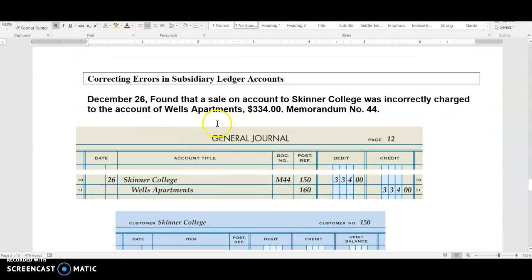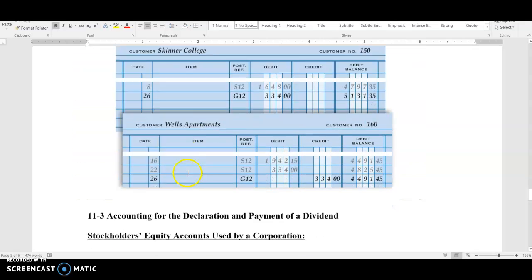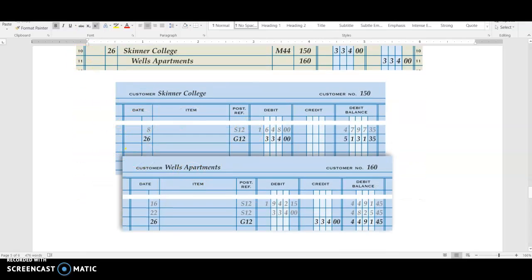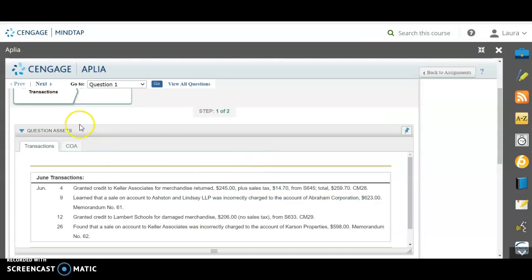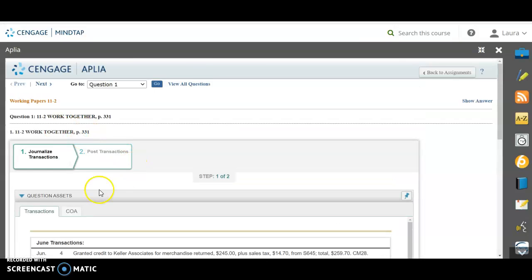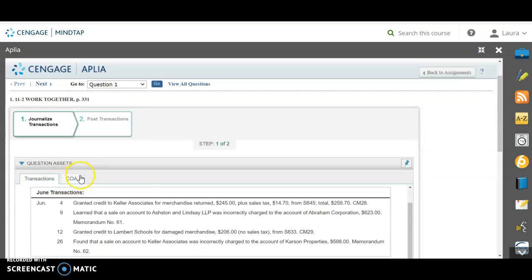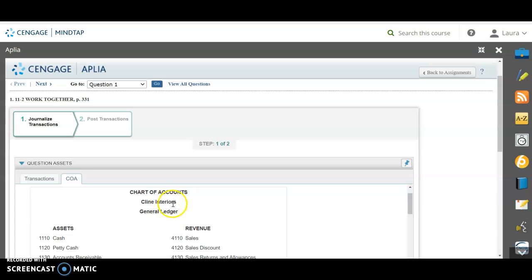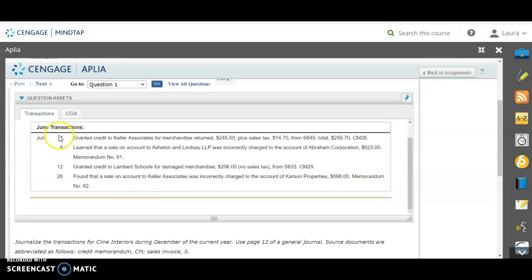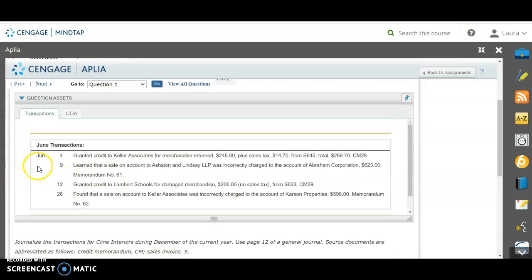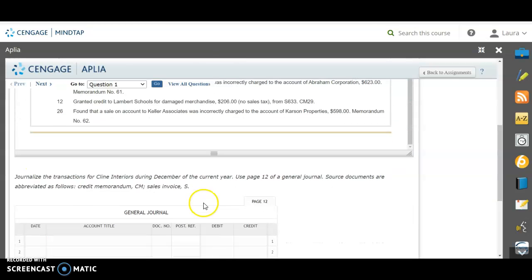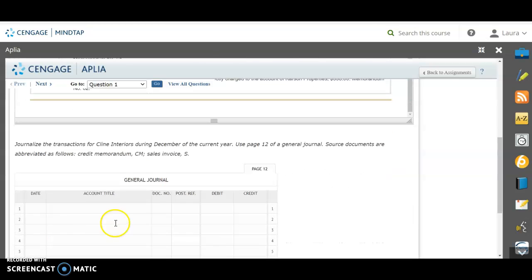We're also going to learn in this section correcting some entries. There might have been an entry that was mistakenly journalized, and then we have to correct that entry in the General Journal and post those as well. So here is the 11-2 work together, and we have 2 steps: number 1, journalize, and number 2, post. We have the chart of accounts here, so we're still with Klein Interiors. And we have 4 different transactions in June to journalize.